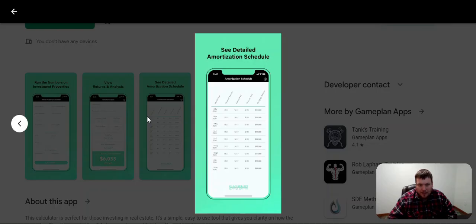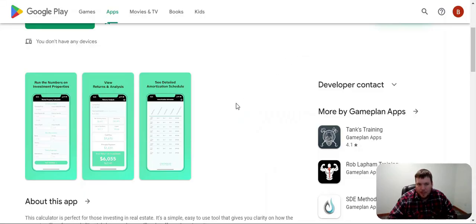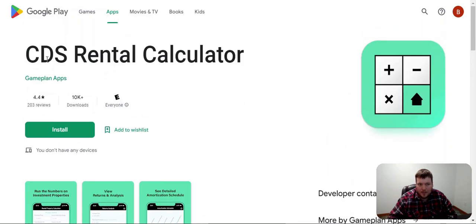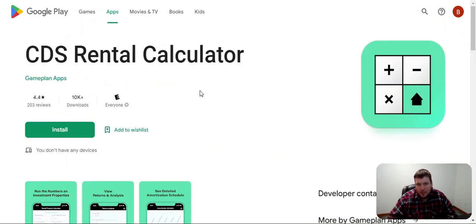And then you get the same return numbers at the end. You can't really see, but you get your net operating income, your cash on cash, your cap rate. So you get all the same numbers from it. It's free, super easy to use. It's called the CDS rental calculator. It's just a guy I watch on YouTube. He created this, and it's super, super slick.